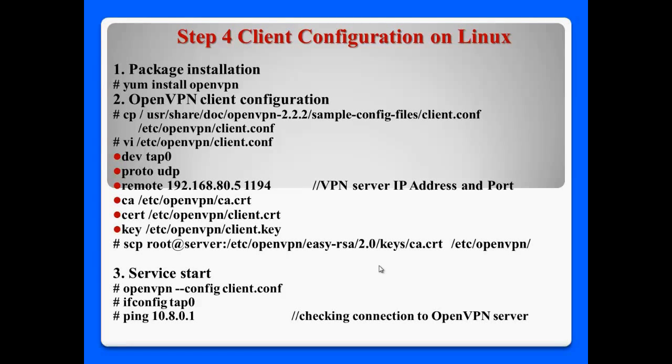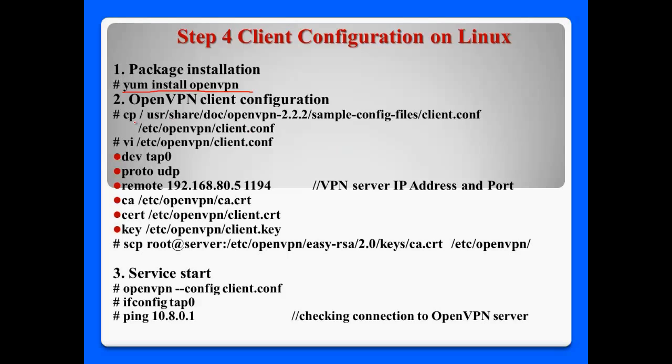Okay, now let's start step 4, client configuration on Linux. Number 1, package installation. Before we start configuration of the client on Linux system, we have to check the package and install OpenVPN. And after that, number 2, OpenVPN client configuration.